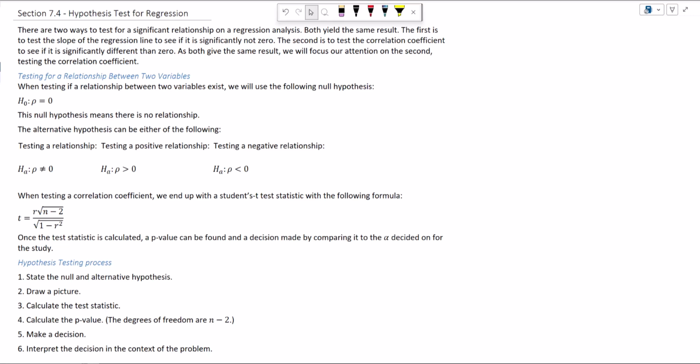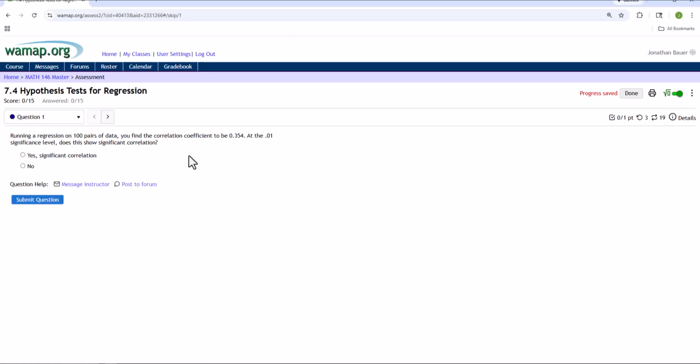I'll look at some questions here, bringing up WAMAP. The first one says hypothesis test for regression, a little different here. Running a regression on 100 pairs of data, you find the correlation coefficient to be 0.354. At the 0.01 significance level, does this show significant correlation? Essentially what we're asking is whether the p-value generated from this is less than or equal to alpha. If we don't know whether it's positive or negative, we'll just use a two-tailed test.